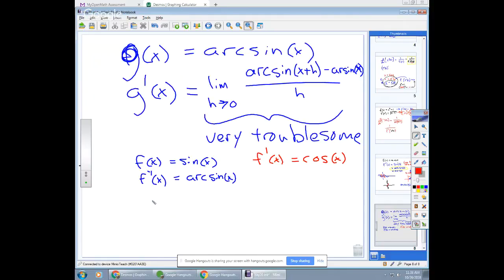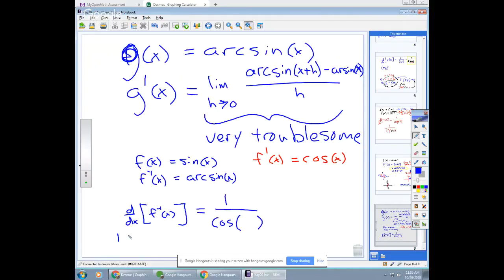Okay, so the inverse function theorem says that if you want to take the derivative of an inverse function, then just consider the original function and look at 1 over its derivative. So that means I want 1 over the cosine. But the catch is I have to put something else inside there. What am I going to throw in there instead of an x? Arcsine. Yeah, the inverse function gets thrown in there.